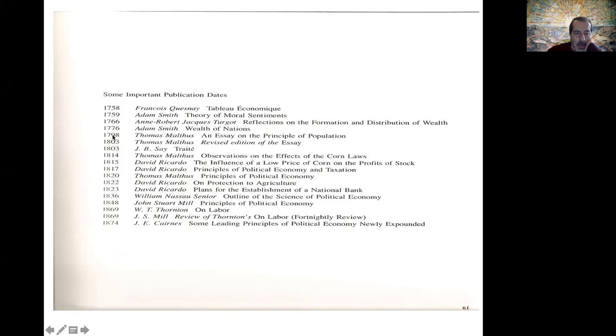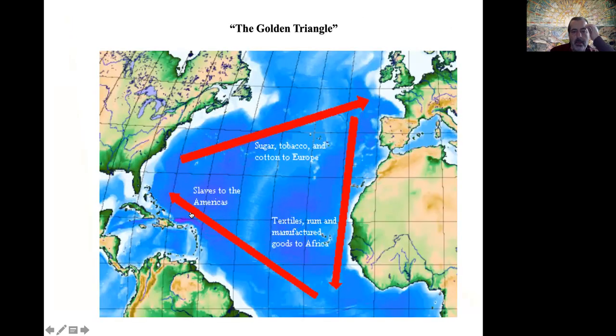And since Adam Smith, we have the classical period. Then there's Malthus, who's famous for his ideas about population growth. And Jean-Baptiste Say, we still use some of his ideas, such as Say's law, right? Supply creates its own demand. And David Ricardo, one of the most important classical economists, political economists. And there's William Nassau Senior and John Stuart Mill.